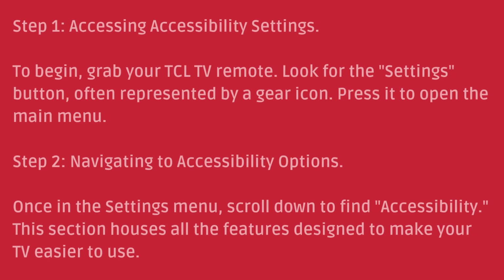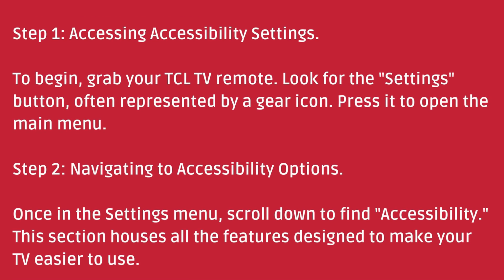Let's get started. Step 1. Accessing accessibility settings. To begin, grab your TCL TV remote. Look for the settings button, often represented by a gear icon. Press it to open the main menu.